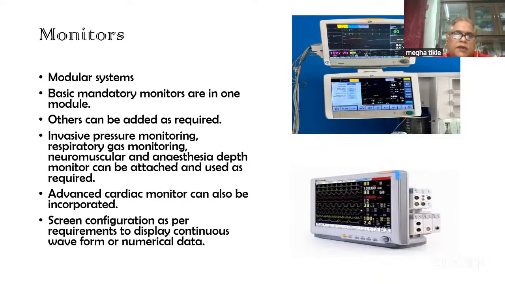a separate respiratory gas monitoring system if it is not available with the workstation, neuromuscular monitoring, BIS monitoring or entropy monitoring can be attached, and you can attach all other monitors that are there for nociception or some depth of anesthesia, pain that can be attached to the monitor. Advanced cardiac monitors like non-invasive cardiac output monitors or partially invasive cardiac output monitors can also be attached.